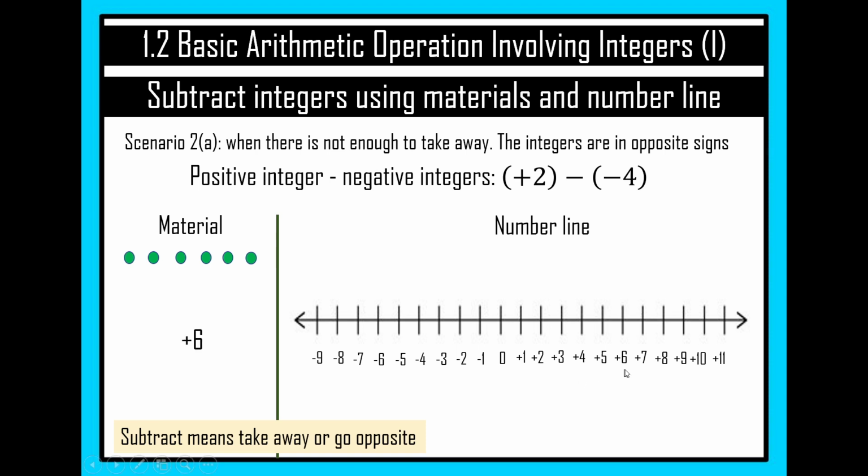Let's look at how to represent this on the number line. Start at 0 and move 2 to the right. Minus means the opposite of negative 4, which is going to the right side, another 4. And we land at positive 6.